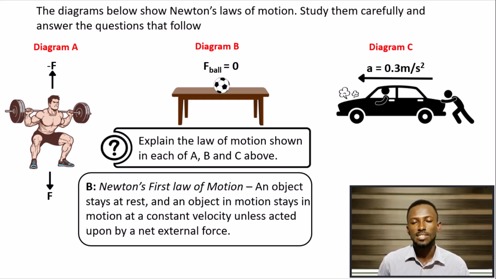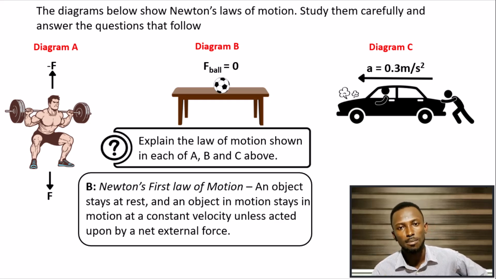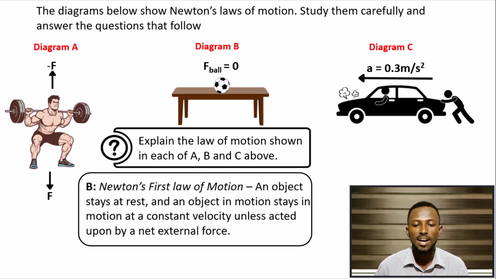And what that means is that the ball will remain on the table as long as no external force acts on it. It will always remain on the table until someone applies an external force on it that is able to overcome the normal reaction and gravity. So that is that second diagram.